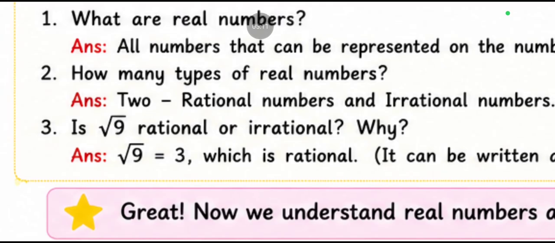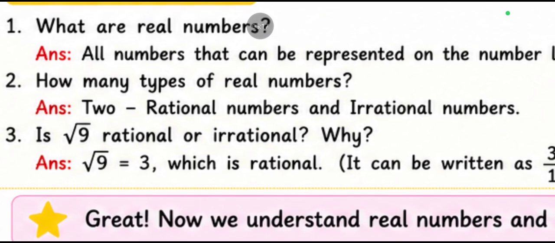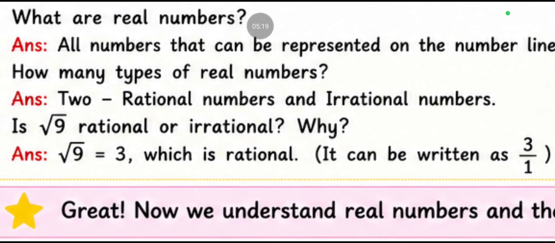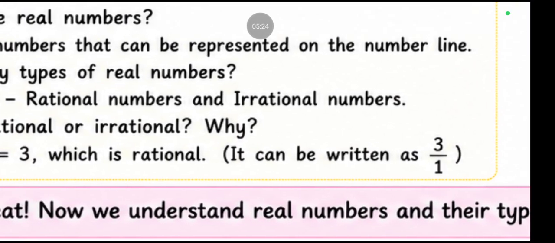Is root 9 rational or irrational? Why? Tell me. Root 9 means what number multiplied by itself gives 9. Three threes are nine. So the root 9 value equals 3. So this is a rational number. 3 can be written as 3 by 1.